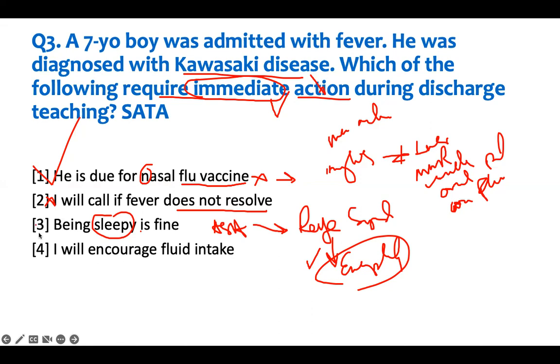Therefore, this does need intervention. I will encourage fluid intake. Yes, the kid has strawberry tongue, they have chapped lips, they're really dry. Even though they have edema, you need to encourage fluid intake.